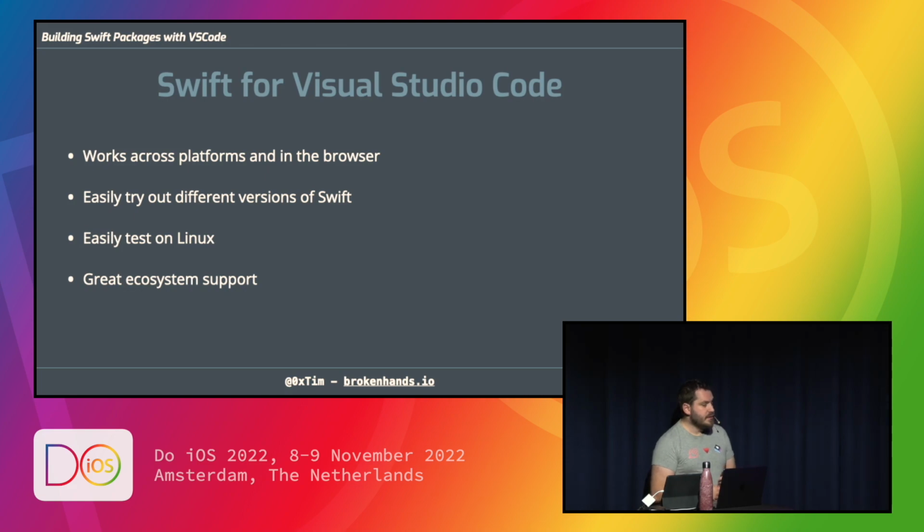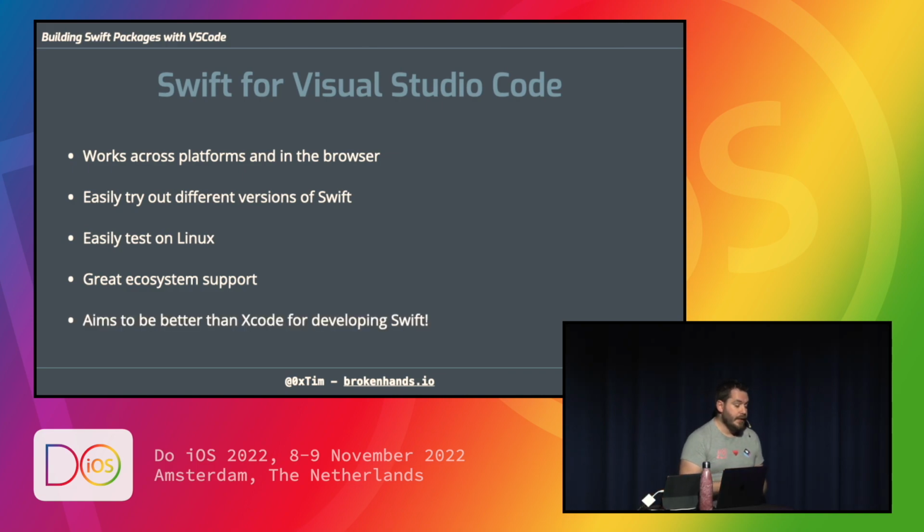There's really good ecosystem support, so for things other than Swift as well, so check those out. And the aim for the extension really is to be better than Xcode for developing Swift. We don't have to worry about supporting Objective-C, which makes our lives a lot easier. We don't have to worry about supporting applications really, and we can evolve quicker than Xcode can.